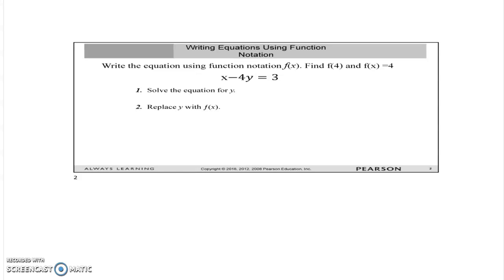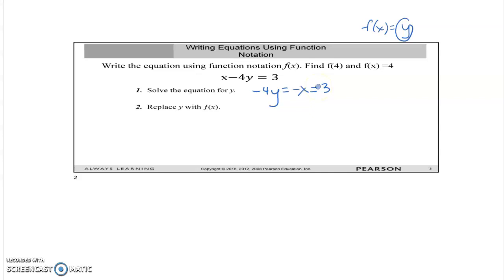the function notation with x minus 4y equals 3. So the first thing you're going to do, because we know that we can just substitute f of x for y, but y has to be alone, like in the equation. So I'm going to solve for y. So negative 4y, subtract x from both sides.